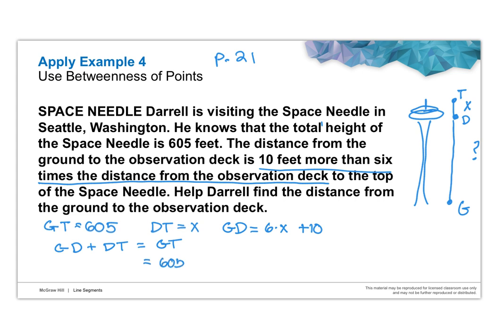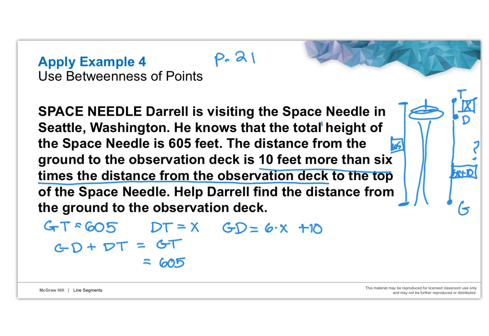Put that in the diagram and also write it in the equation at the same time. So there's our box. We're going to have 605. And then we have two boxes. We've already given the top box a label. There's another box for GD. So that's our 6x plus 10.